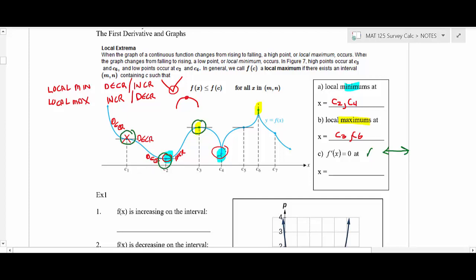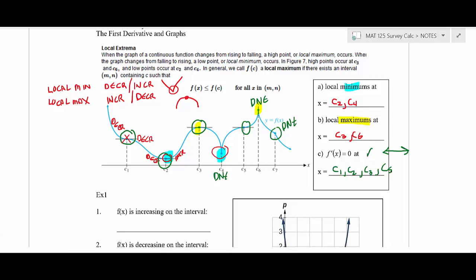It doesn't happen there because the derivative does not exist. It happens here. It doesn't happen there because the derivative doesn't exist. Doesn't happen there because the derivative doesn't exist either. So the places where the derivative would be 0 would be C1, C2, C3. Not here, but it would be at C5, and that would be it. Those are the only places that I've marked on that graph where the tangent line is horizontal.